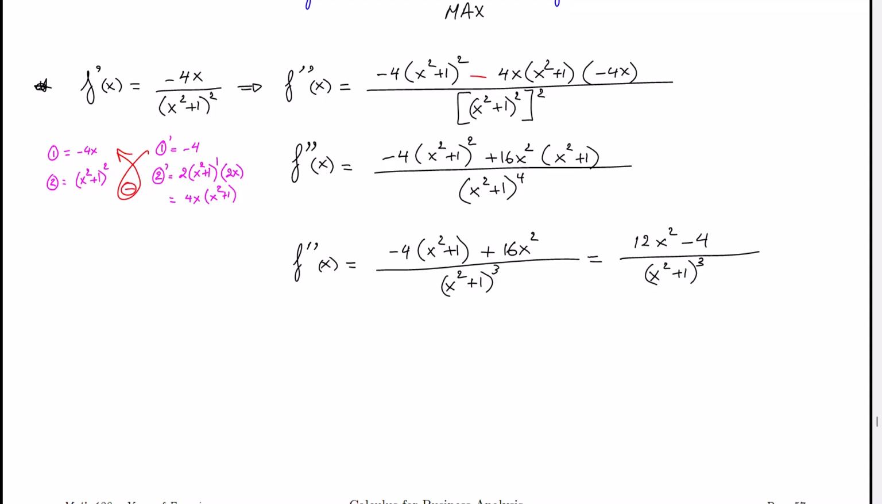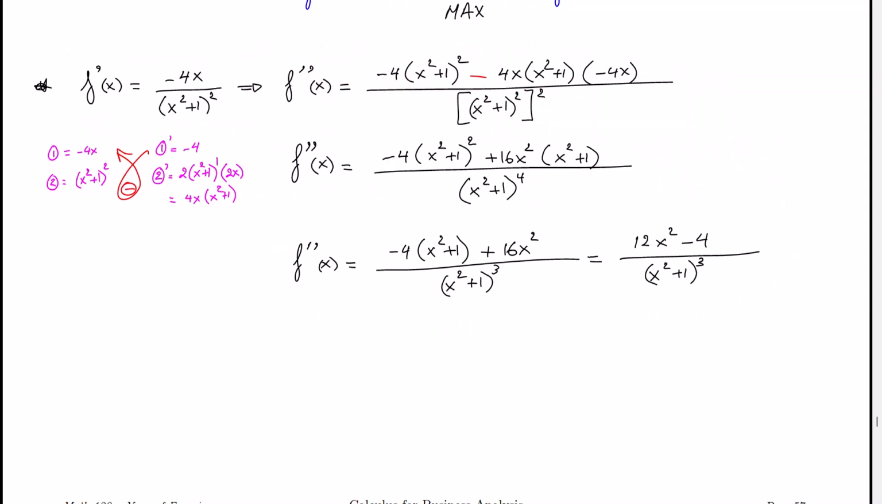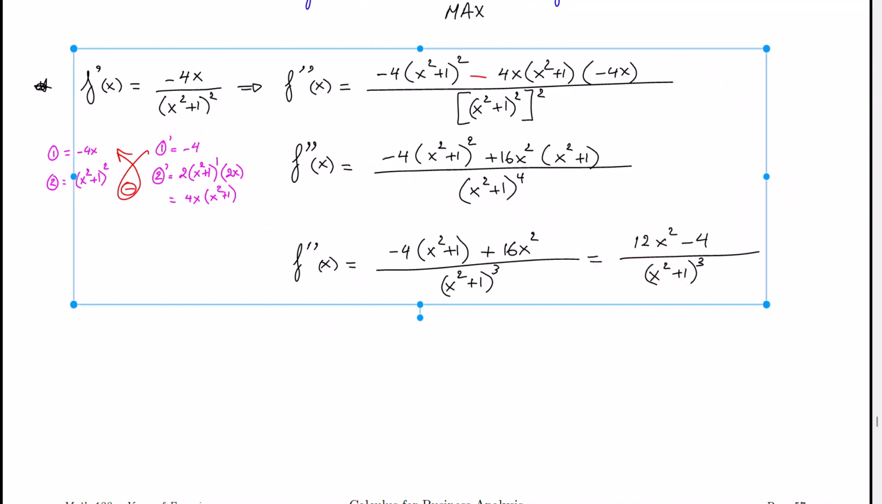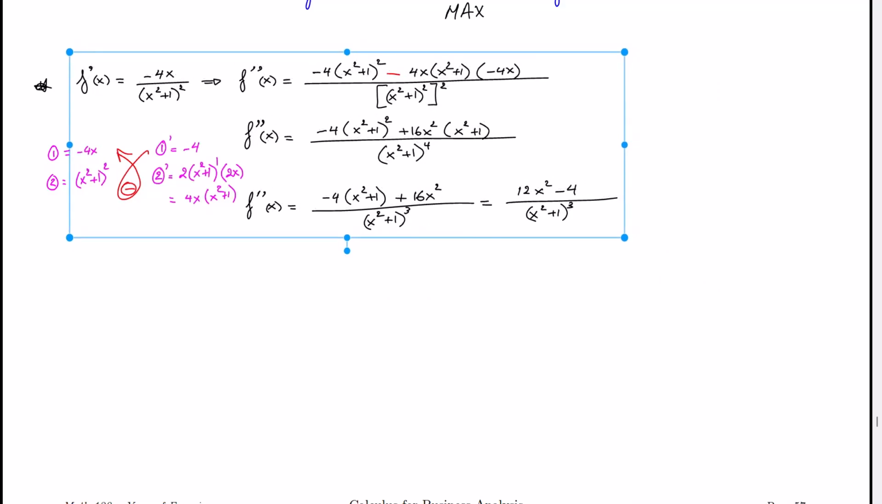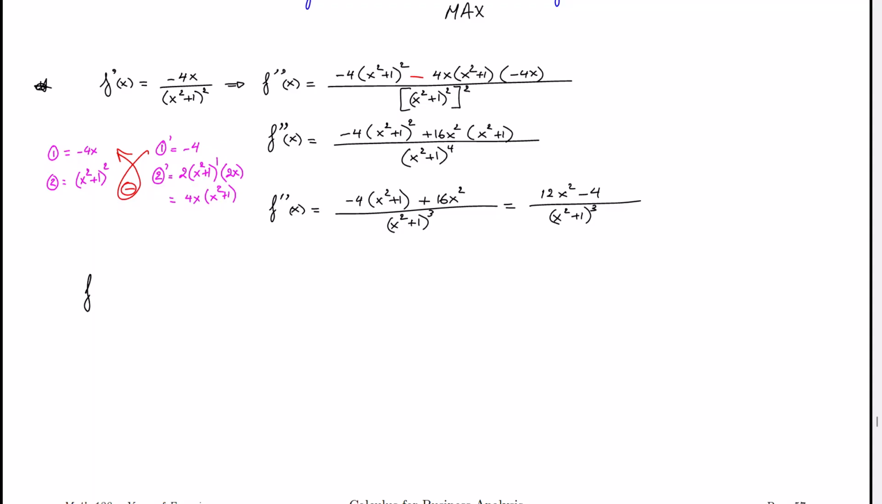So since this is going to take a lot of space, I'm going to shrink this down a little bit so we can fit the rest of the problem on the same page. Here we go. So that's my second derivative already done. So now I need to know what makes it equal to 0 and what makes it undefined.